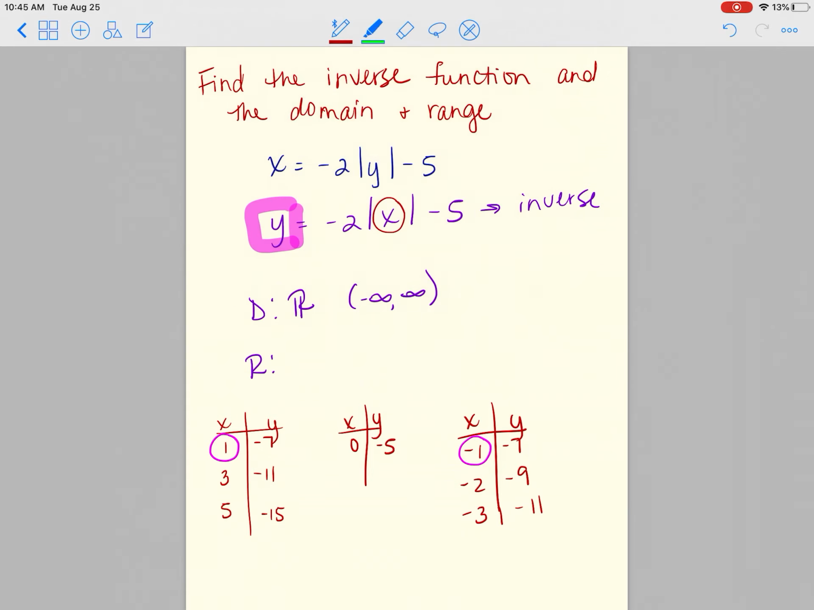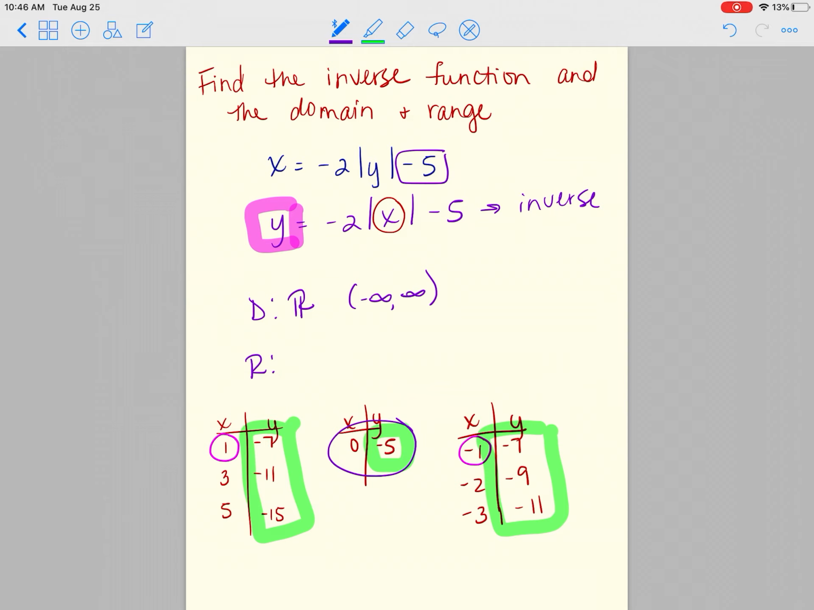So if we look at all of these y values that we've gotten, what do we see about all of them? They're all negative. No matter what number I plug in for x, I will not get out a positive number. So I know then that my range is negative numbers. Now, where do I start at, though, with my negative numbers? Well, that's going to be right here. That's where I'm going to start.